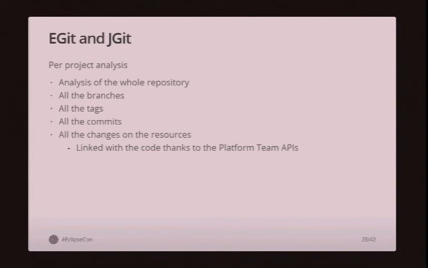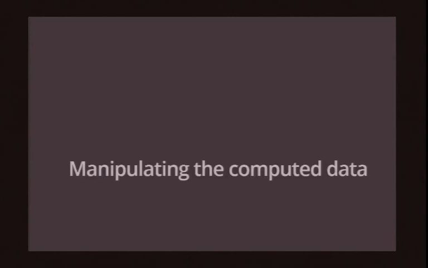We have a connector for Git that uses EGit and JGit. It's also straightforward because it will realize an analysis of the whole Git repository with all the branches, tags, commits. We will also have all the changes on the resources, and we will link them to the analysis of the source code thanks to the platform team APIs. So after all this analysis, we will be able to manipulate the computed data with various tools.